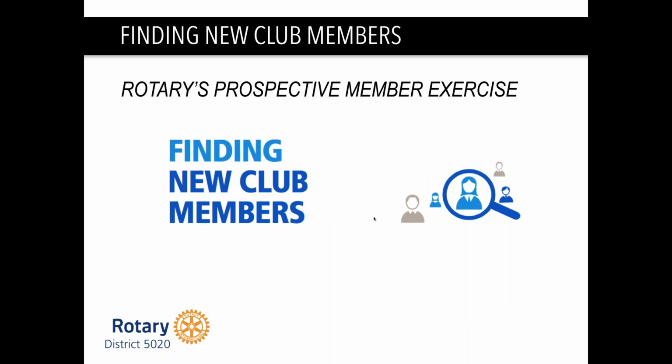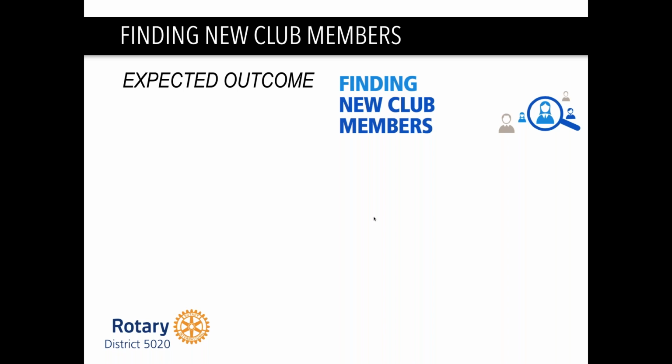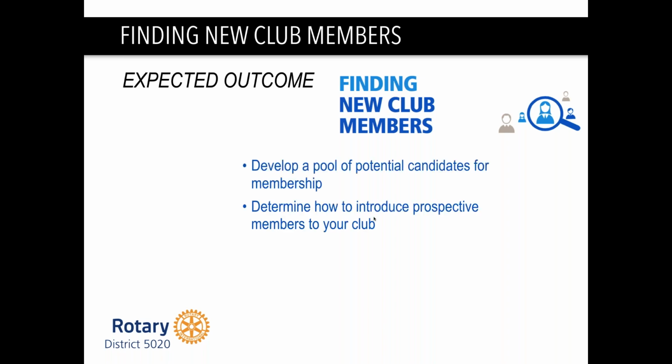Now you should all have received a copy of this in an email and hopefully have had a few minutes to get familiar with it. This is the process that you're going to want to schedule time for, and you might have a club meeting that's just dedicated to walking your members through the form and filling it out. The expected outcome from this process is to develop a pool of potential candidates for membership, determine how to introduce prospective members to your club, and get new members who are all well vetted and more likely to stay members.